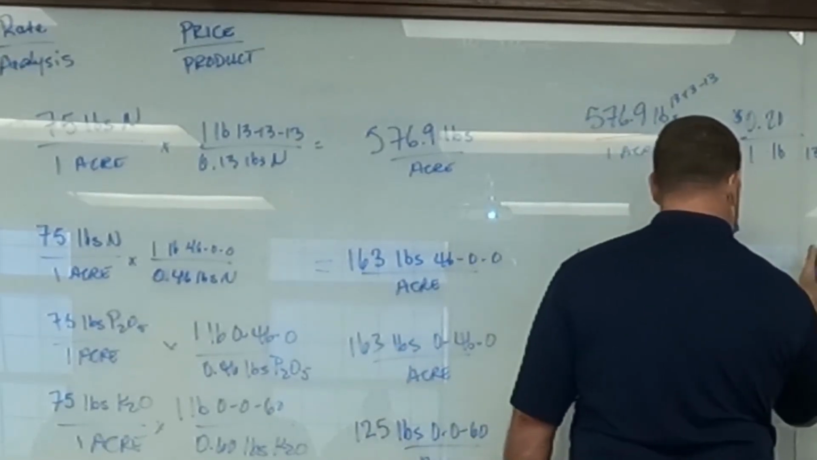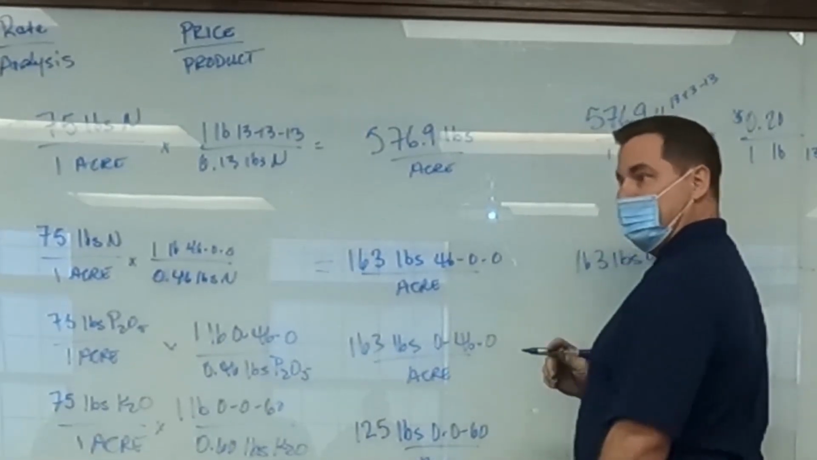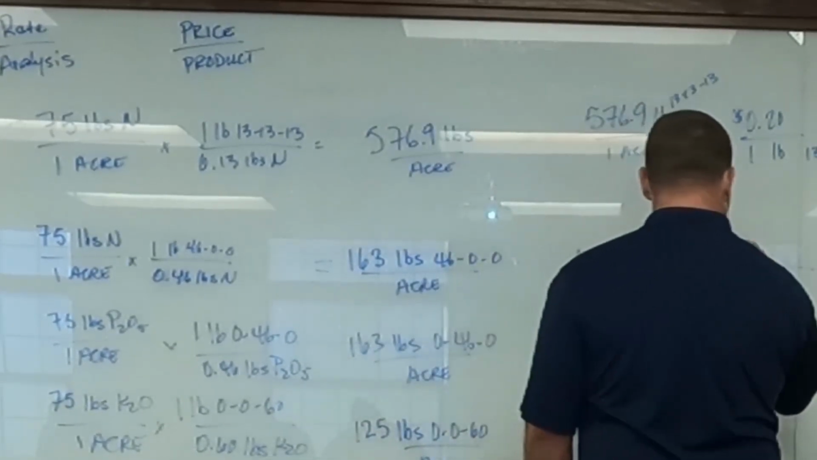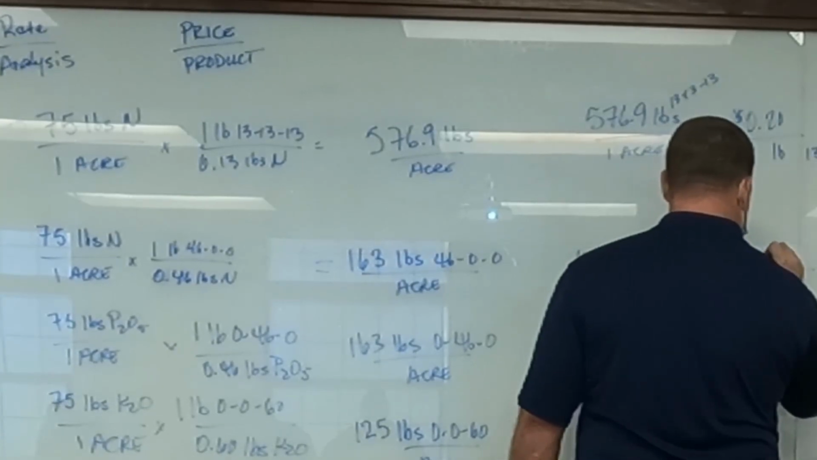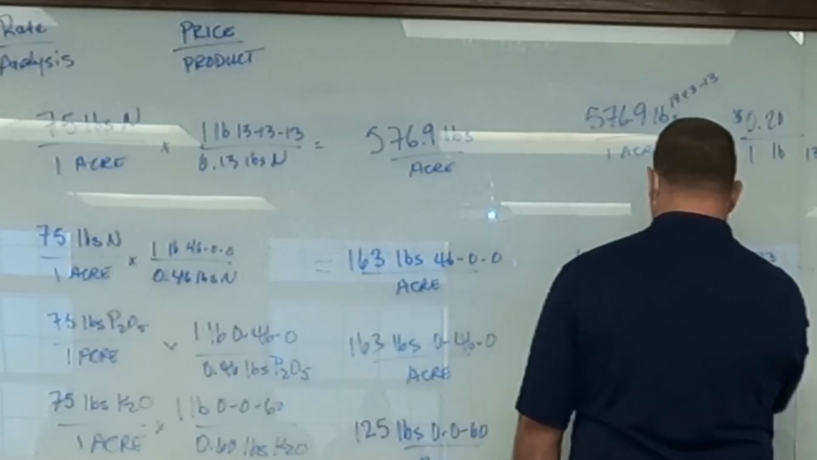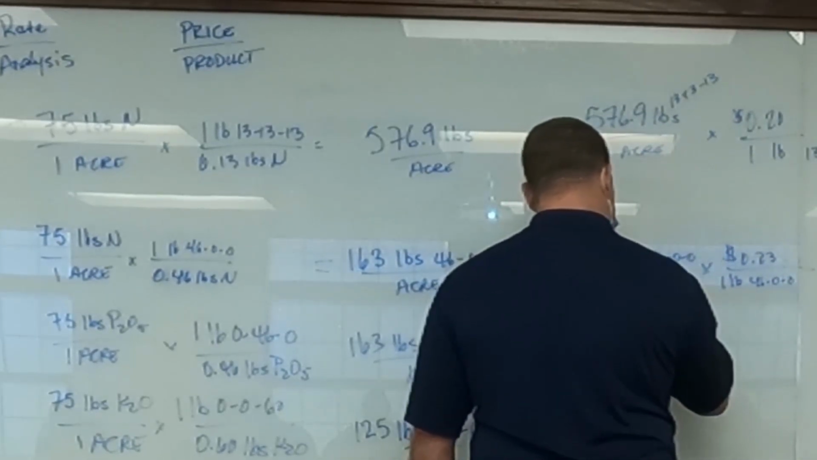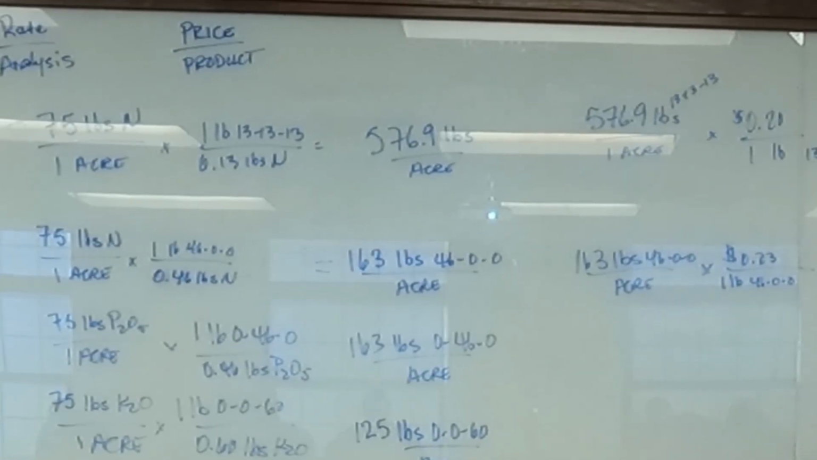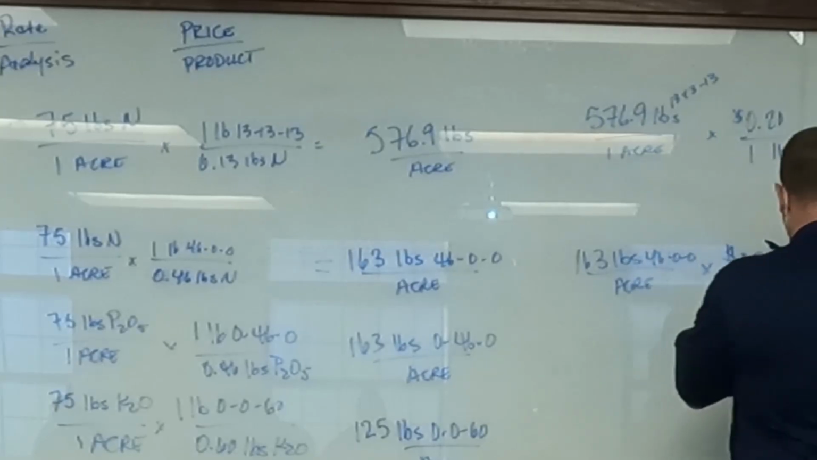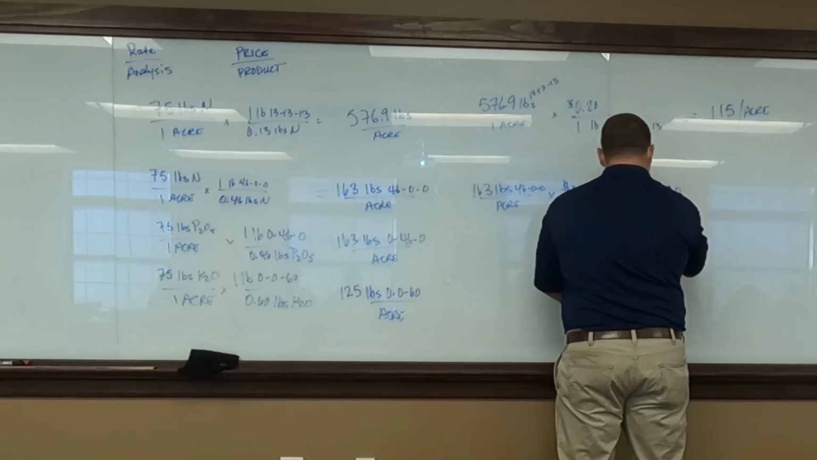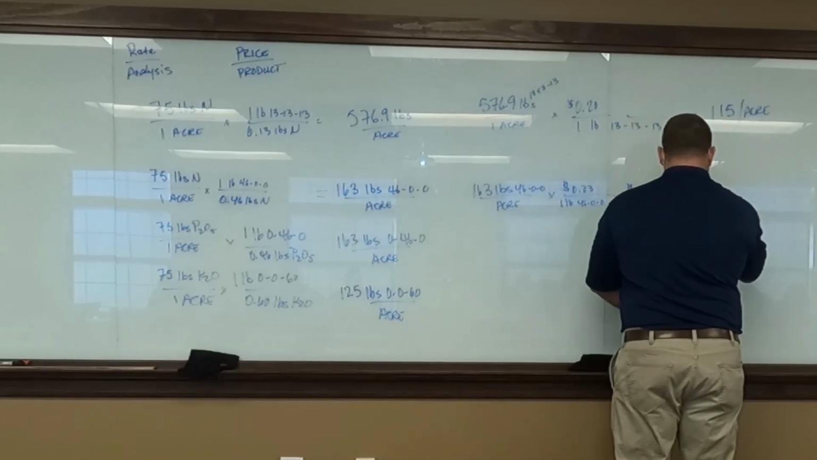46-0-0 times, what was the cost of our urea? How much? $0.23 for 1 pound of 46-0-0, that's per acre. What is our total cost for urea? $37.50. I feel like I'm Drew Carey on The Price is Right. $37.50 per acre.